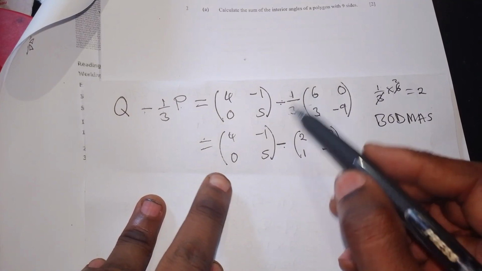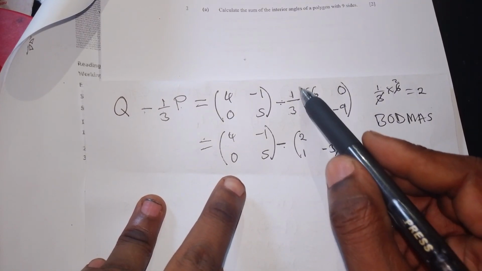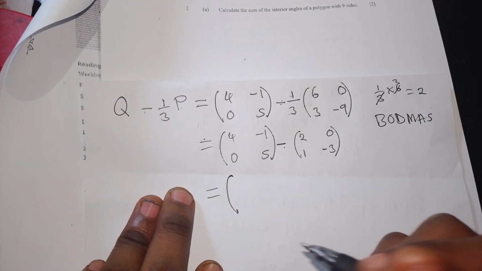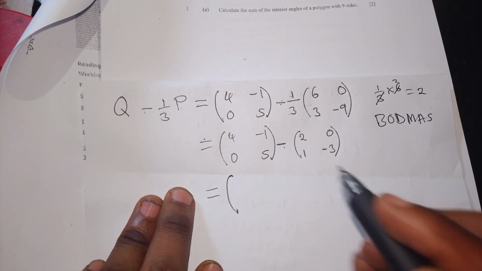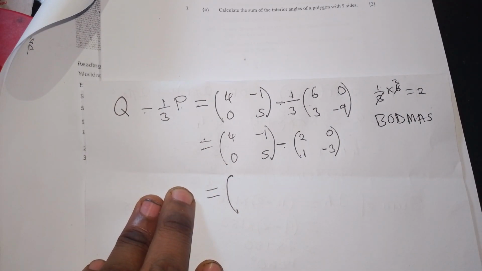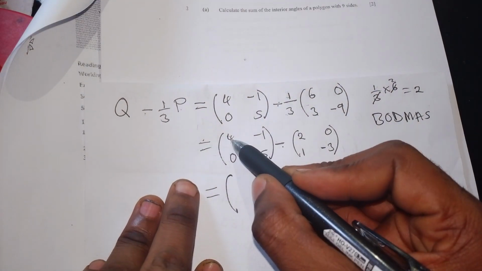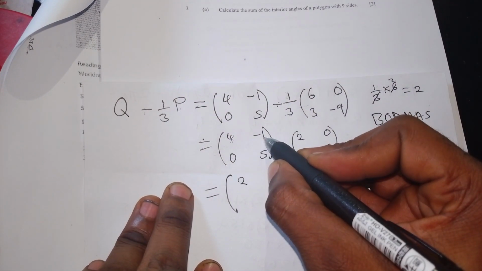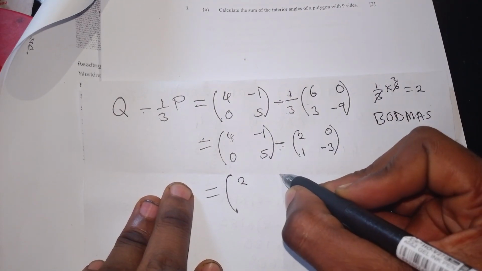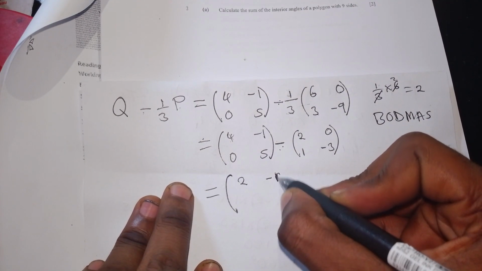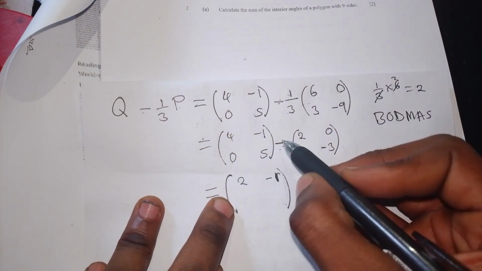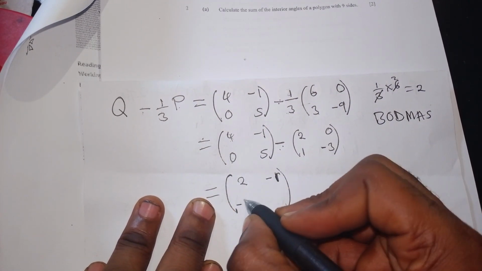So you can't subtract before you multiply. So now subtraction is a straightforward thing. You subtract the numbers directly. So you can say 4 minus 2, this is a 2. And then minus 1 minus 0, you have minus 1, because you are not subtracting anything from minus 1. And then 0 minus 1, this will be minus 1.